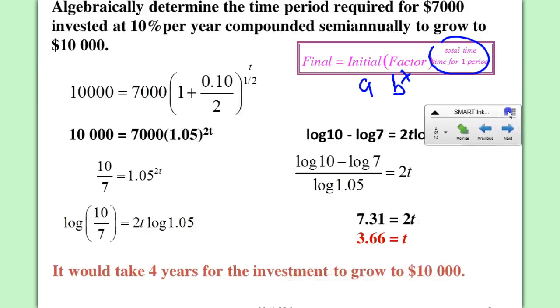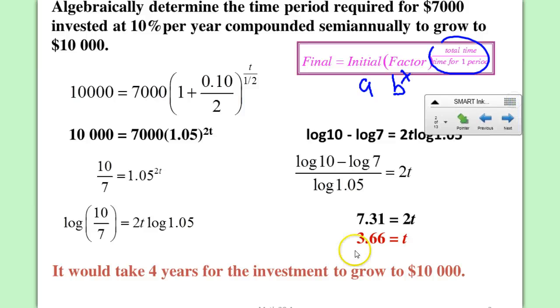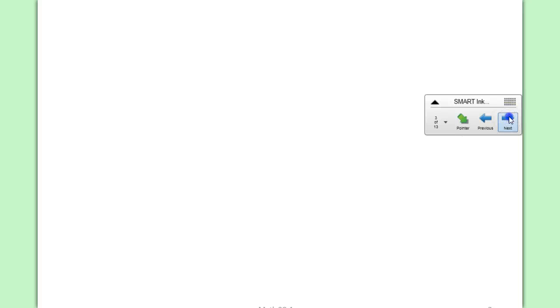But the question said, how long will it take for it to grow to 10,000? You need to round that up to 4 because at 3.5 years it wouldn't be enough. So you need to go all the way to the next growth period, which would be 4 years. You round it up to 4, not 3.7, because 3.7 is not one of the compounding periods. So you need to round up to the nearest year.